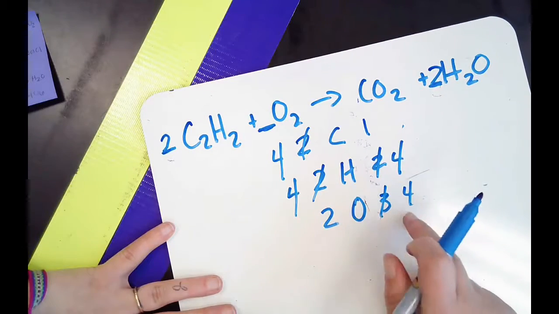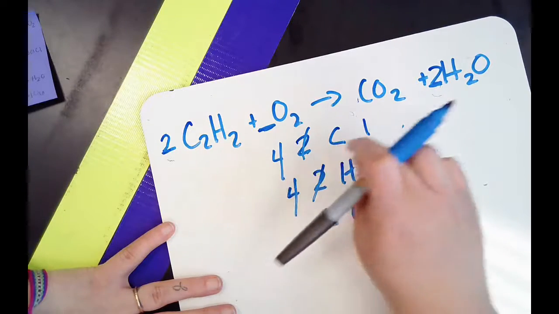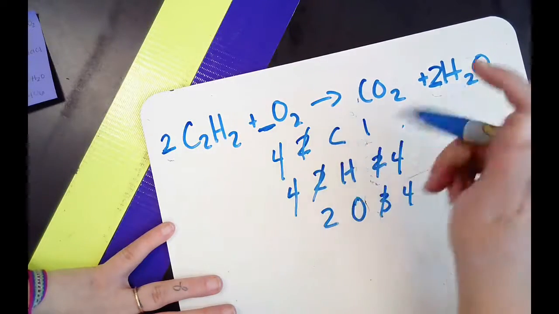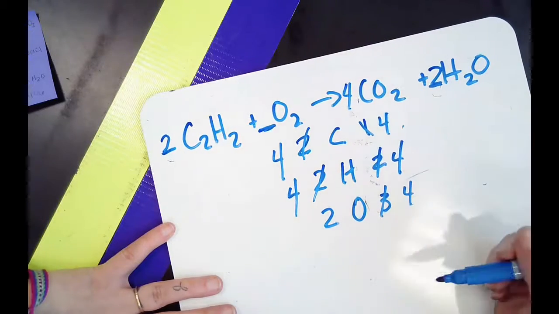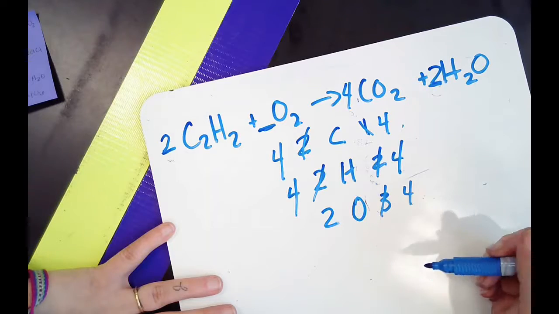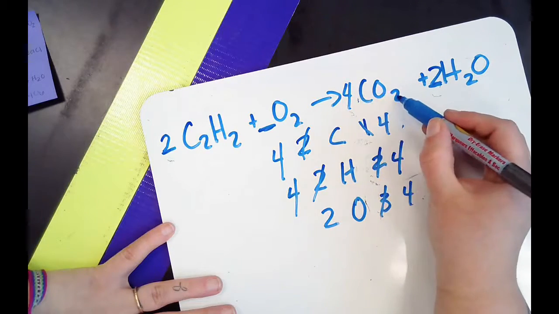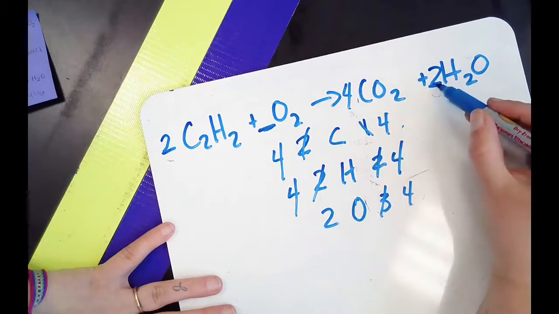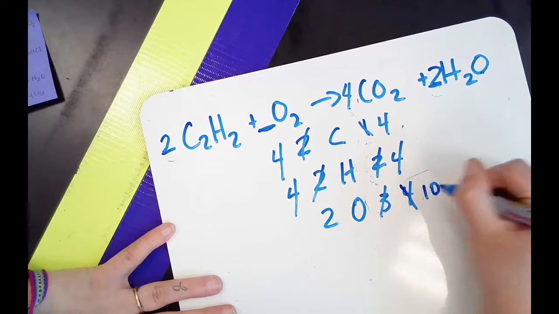I need to balance my carbons here, so I'm going to have to put a coefficient of 4 here, like that, okay? That also changes my oxygens though, so now I have 4 times 2, which is going to be 8, plus 2, so that's going to be 10. Okay. Now I have an even number. Yeah, we got it. We can do this now.